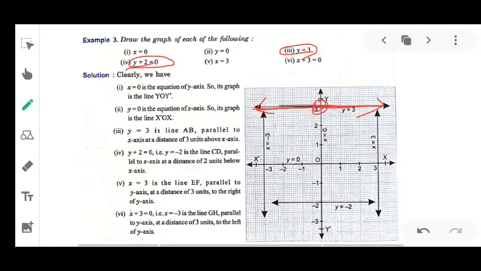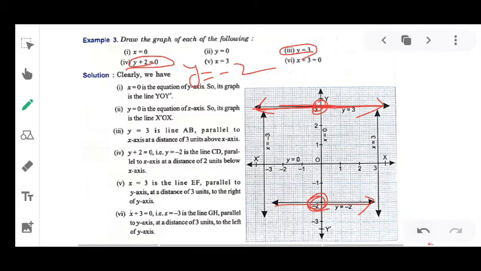Then y plus 2 equal to 0. So y plus 2 equal to 0, that means y equal to -2. So on the y-axis, first find out where -2 is. So this is the -2. Now at this point draw a line parallel to the x-axis. Now this is y equal to -2.